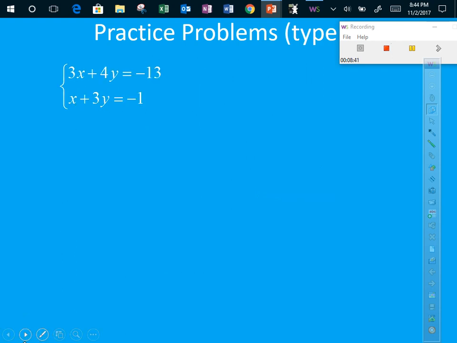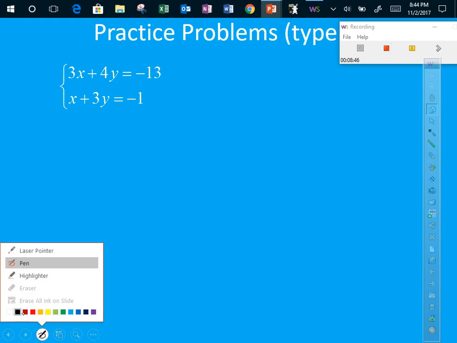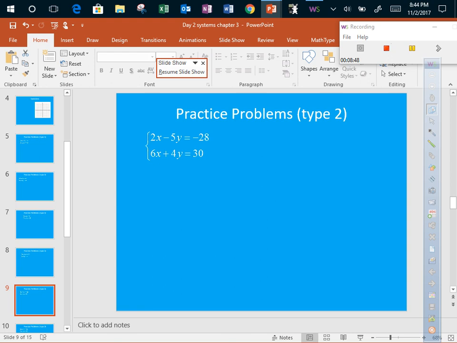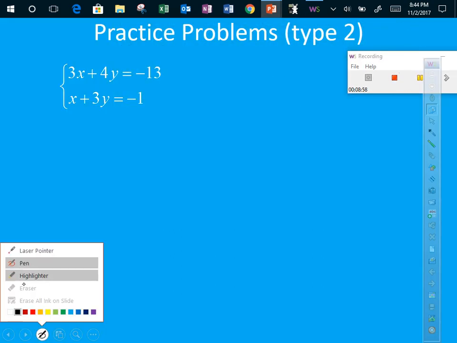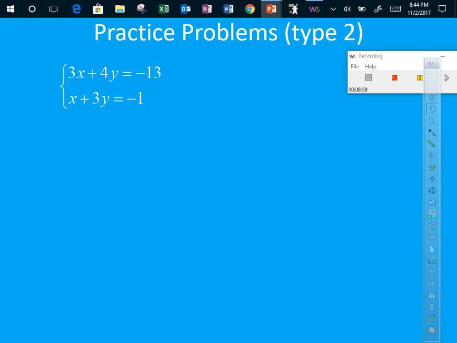Okay. On to number 4, we're going to switch it up a little bit. Notice that when I add, nothing drops out. Nothing at all drops out. So we're going to try to fix that to where it does. So here comes another rule for you. You get to multiply by whatever you want to either equation other than 0 so that when you add, something's going to drop out.